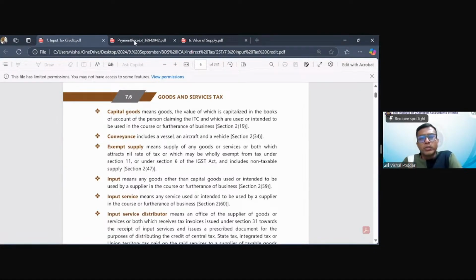Let us understand. So what is the definition of capital goods? Capital goods is defined to mean goods. So firstly, in order to become capital goods, it cannot be a service. Now, why am I emphasizing this? Somebody will say, sir, it is so plain. Why are you emphasizing this?